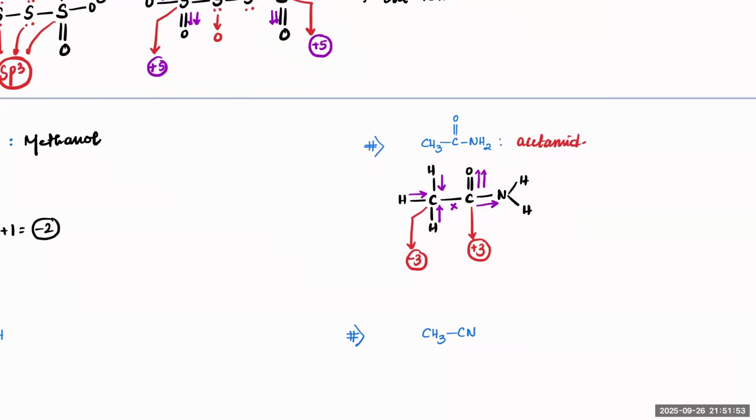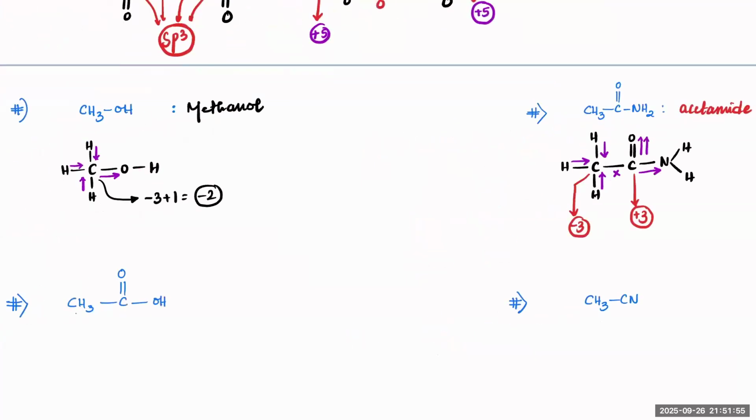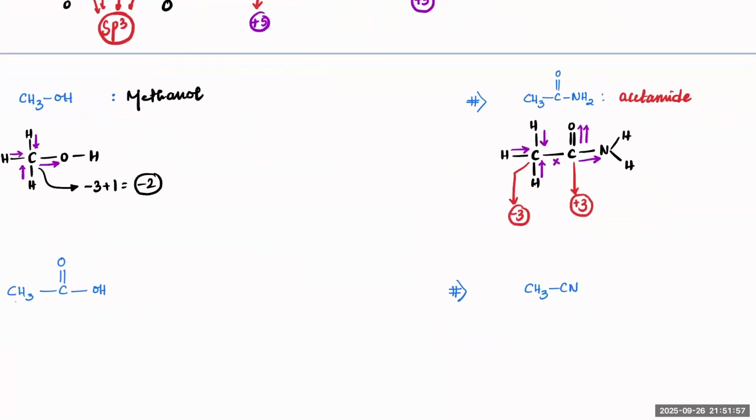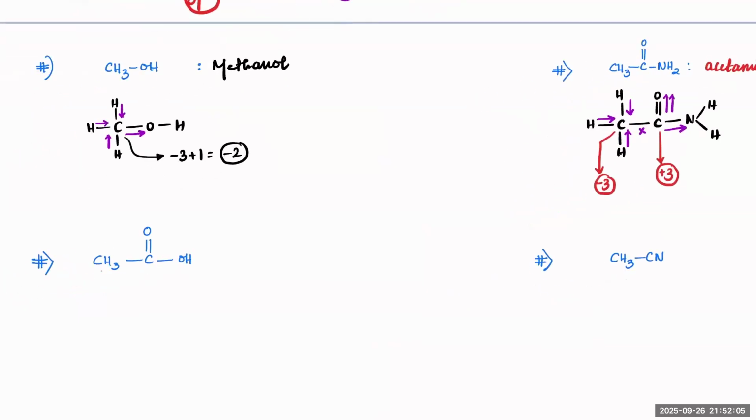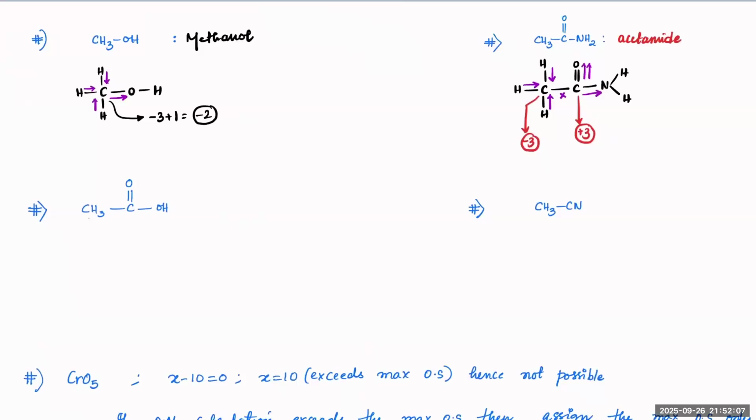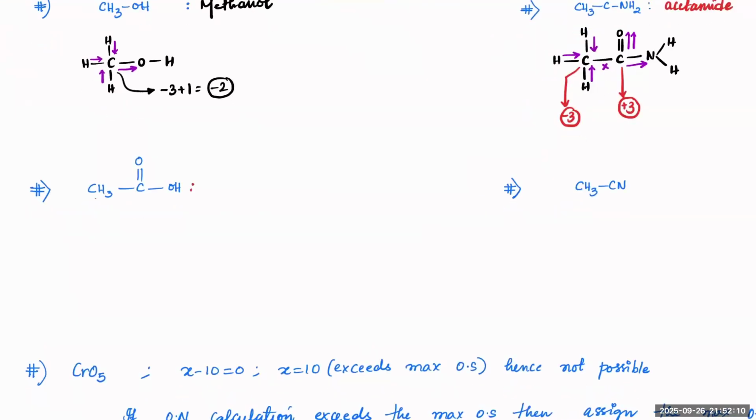Acetamide. As of now, I'm using this terminology because it is used in our question. The IUPAC name is different. The IUPAC name is ethanamide. Next is acetic acid.